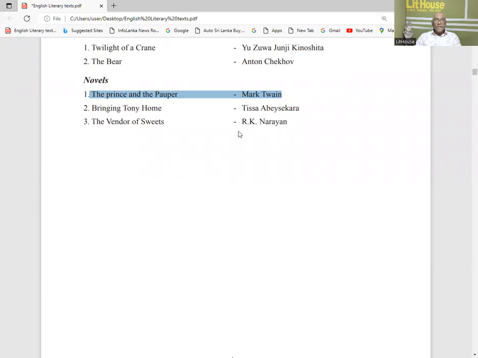Then you will understand the story. The Prince and the Pauper has some rich language, beautiful language, real English.